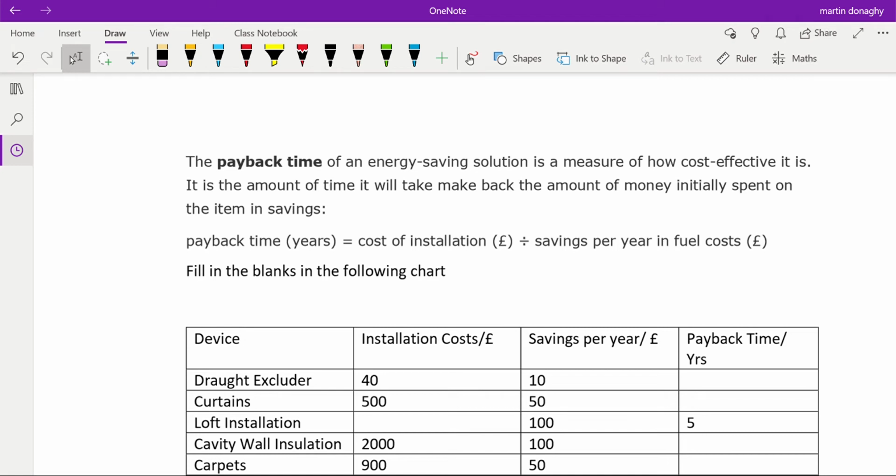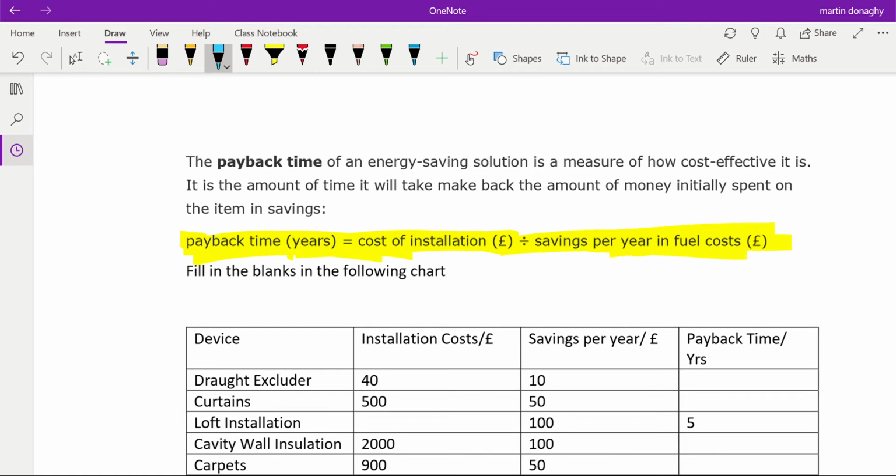Okay, the last thing we're going to look at here is payback time. So payback time is the length of time it takes you to make back your investment based on the savings that you would make from it. So we have a little equation: payback time equals the cost of the type of insulation you're going to add to your house, divided by the savings that you would make in terms of not having to spend as much money on heating costs in that year.